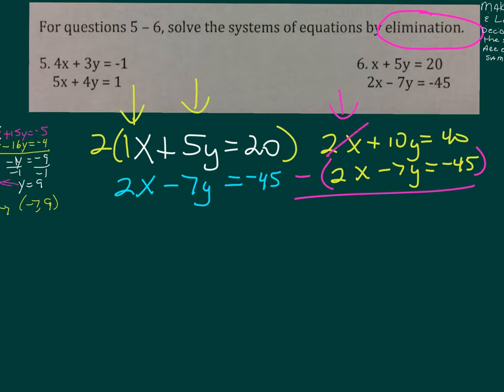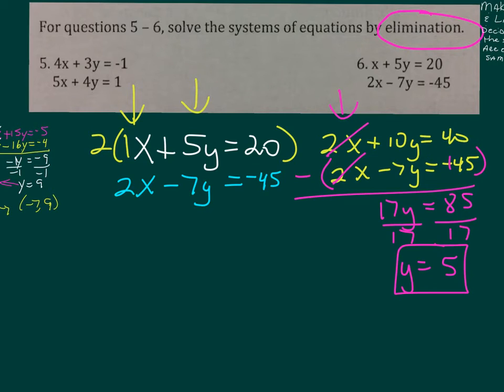2x minus 2x cancels out. 10 minus a negative 7 is actually 17y. And 40 minus a negative 45 actually makes that plus 45, so that is actually 85. Now, you can either do this in your head. I'm not sure if I'll let you use the calculators or not. But when you divide by 17, y is equal to, well, think about this. If you multiply 17 by 5, 5 times 7 is 35, carry the 3, you actually get 85. So I know that my y value is 5.